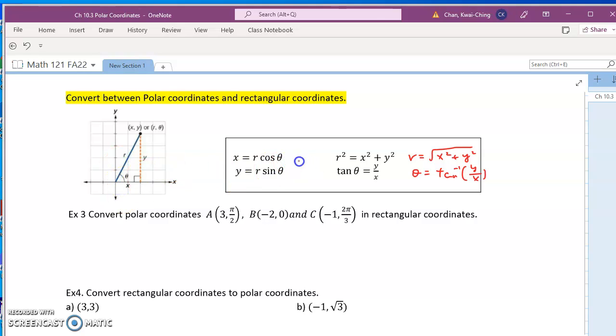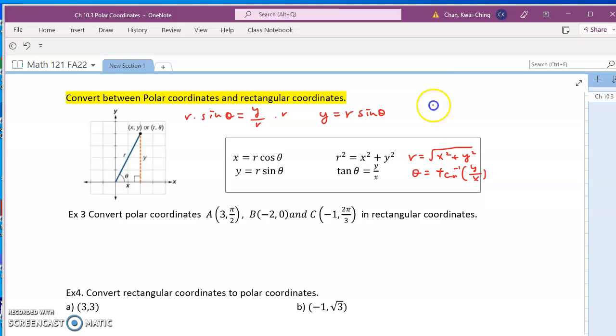And the other way around would be if I know r and theta, how can I find x and y? So this is a right triangle. By SOHCAHTOA, sine theta is opposite over hypotenuse, so y over r, right? So multiply by r on both sides. So y would equal r sine theta, which is what we have here.